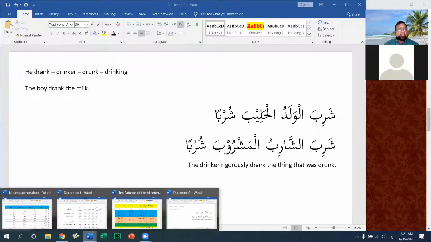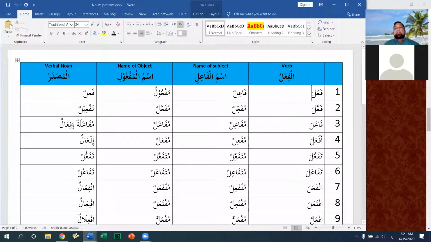So let's come back to the lesson for today. These are أوزان الأسماء من الأفعال الثلاثية. These are patterns of asma for the trilateral verbs. And we'll start off with the 10 patterns.